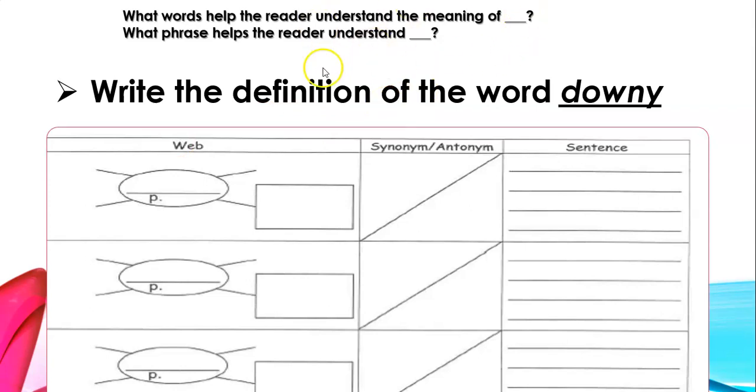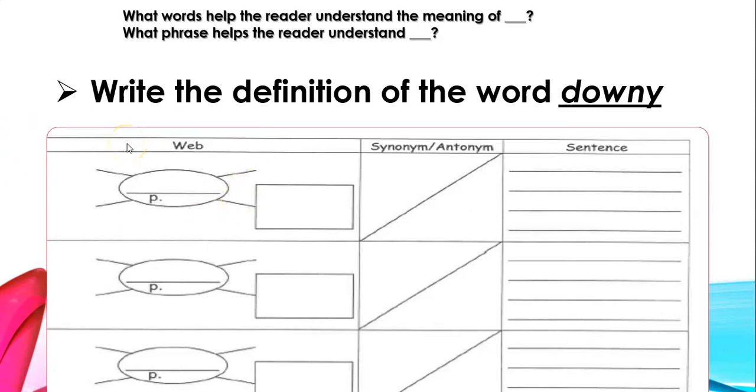Remember, the two questions are what words help the reader understand the meaning of blank, and what phrase helps the reader understand? Remember, using context clues is very, very important, boys and girls. I have to read the sentence before, the sentence of, and the sentence after, because it gives me context clues. It gives me little clues that tell me the definition. Sometimes I don't even need the dictionary or the thesaurus. So you have the last 5 seconds.